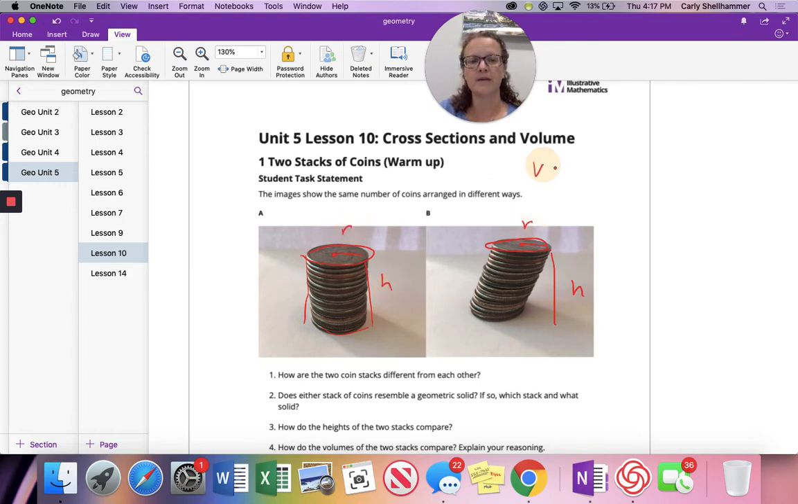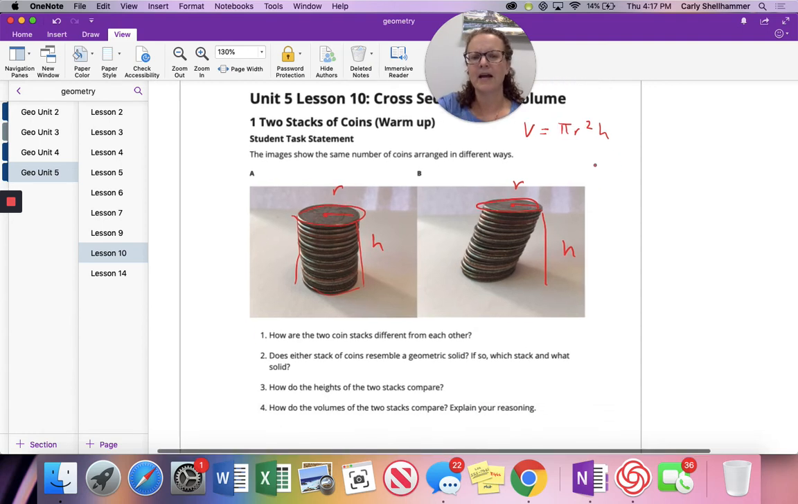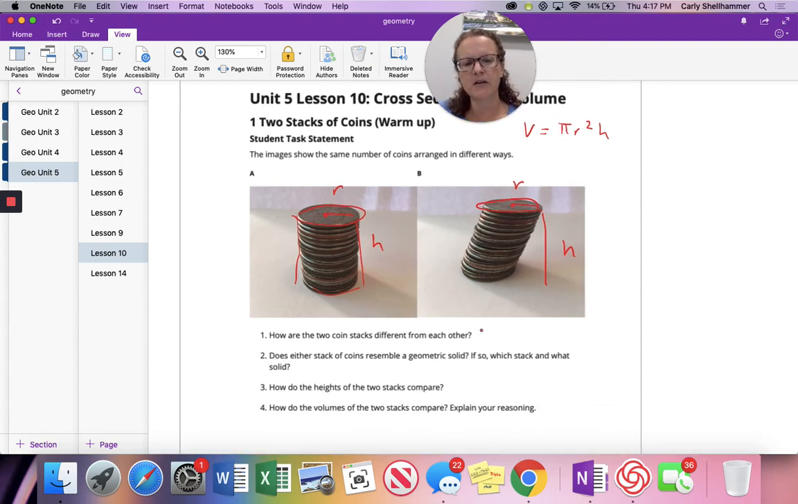So if we were to calculate the volume, it's the same. Okay, it's pretty cool. How are the two coin stacks different from each other? One is slanted. Does either stack of coins resemble a geometric solid? Okay, a cylinder. The left, or A, is a little bit closer to an actual cylinder than B, although B is still a cylinder.